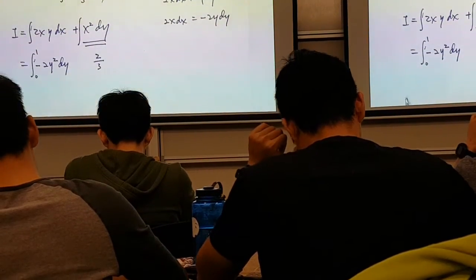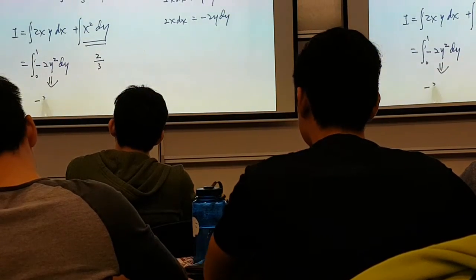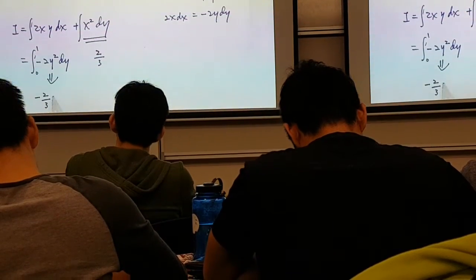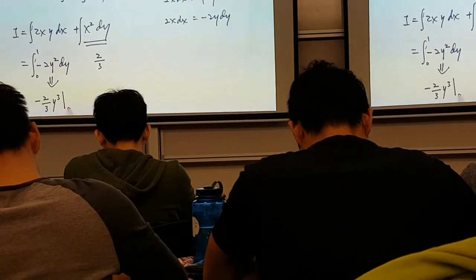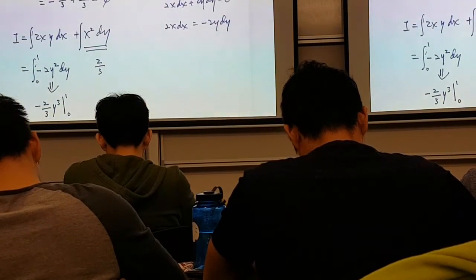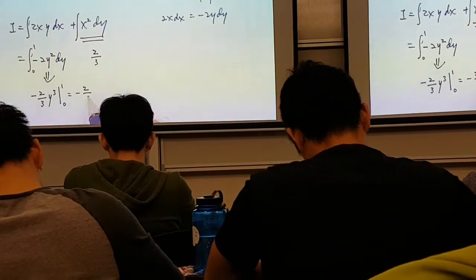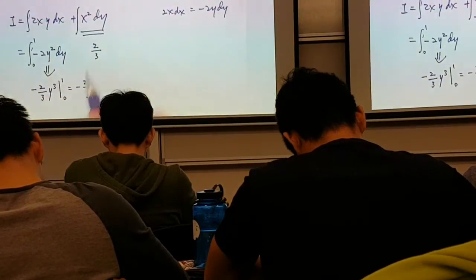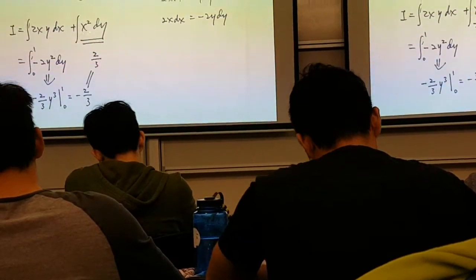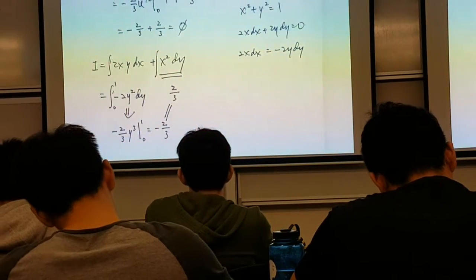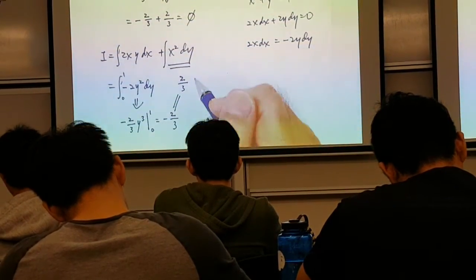If you were to integrate this portion, you ended up with minus 2 over 3 y cubed, and you are evaluating it from 0 to 1. So what will this give you? This will also give you minus 2/3. Combined with what we have worked out on the second part, which is 2/3, your answer is still going to be the same. You're actually getting the same answer.